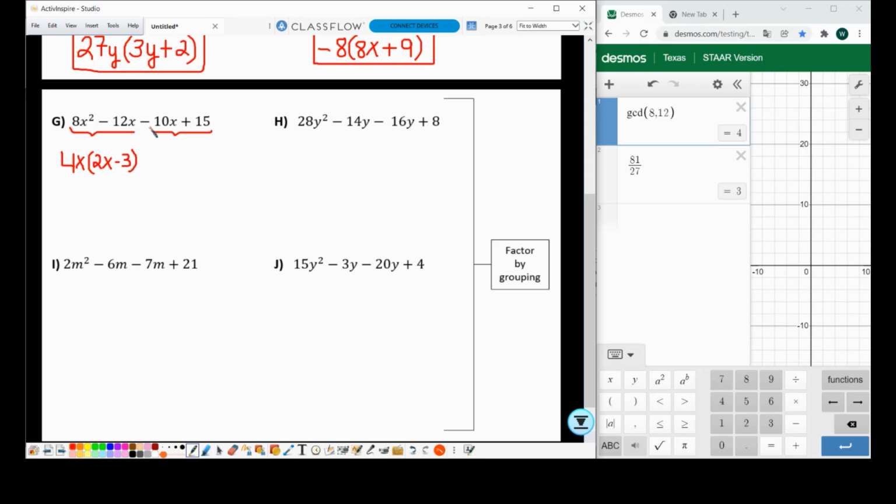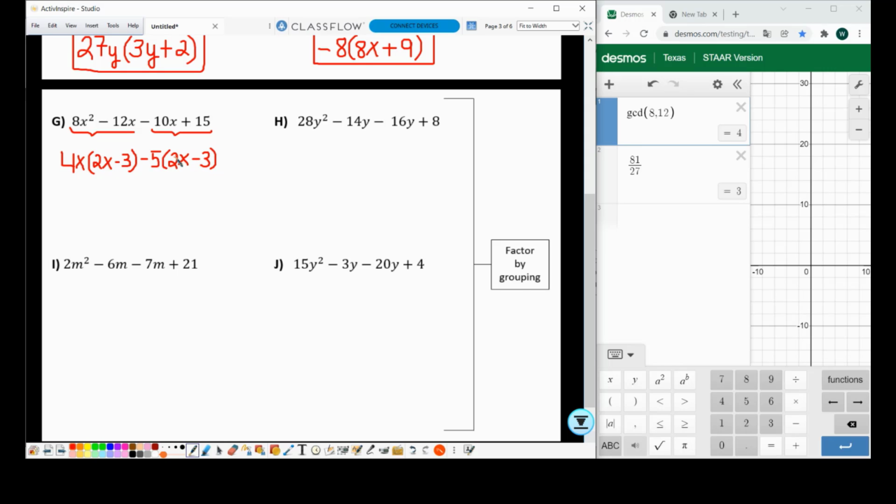Very good. Now here I started with a negative, so I put a negative outside. And what is the biggest number that divides 10 and 15? That number is number 5. And I cannot factor out an x. So now I'm going to do negative 10x divided by negative 5 is 2x. 15 divided by negative 5 is negative 3.